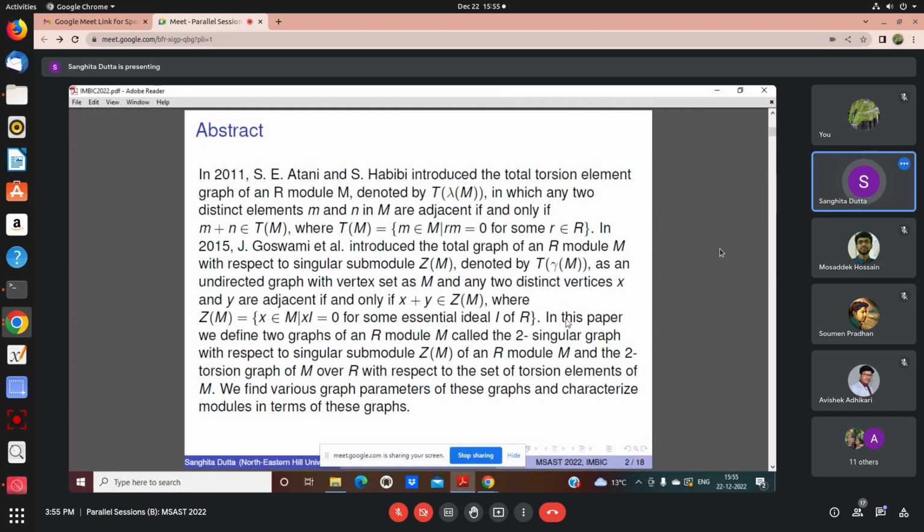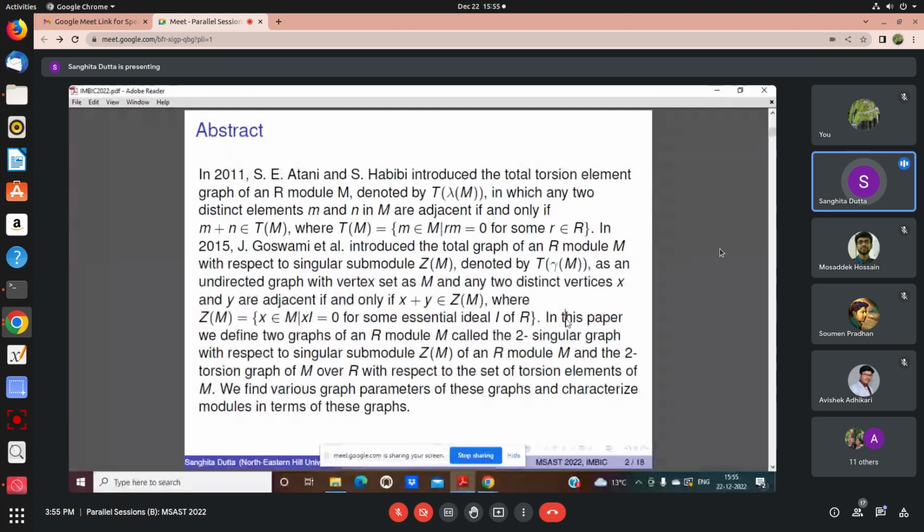In 2015, Goswami and others introduced the total graph of an R module M with respect to the singular submodule Zm, denoted by T gamma M, as an undirected graph with vertex set M, where any two distinct vertices x and y are adjacent if and only if x plus y belongs to Zm, where Zm is the set of all x in M such that xI is 0 for some essential ideal I of R.